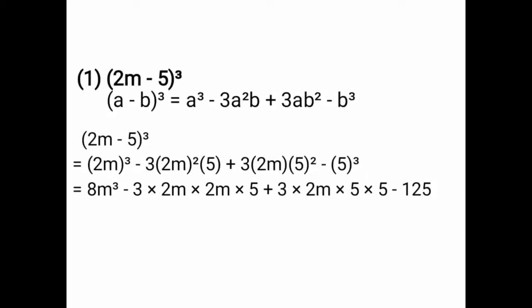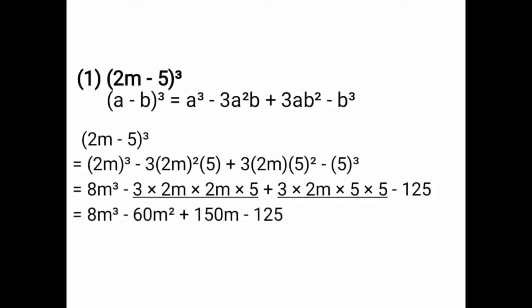Now you have to write the final answer. I have solved all this. That is equal to 8m cube minus 60m square plus 150m minus 125. This is the final answer. You have different variables here. Here m cube, here you have m square, and here m is there. Here you have a number without a variable. So you can't add or subtract.